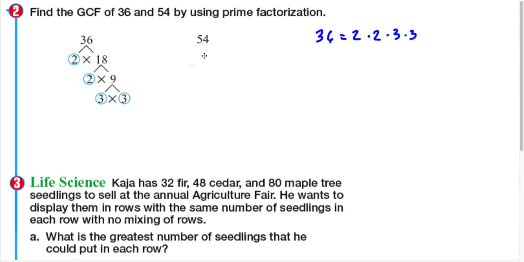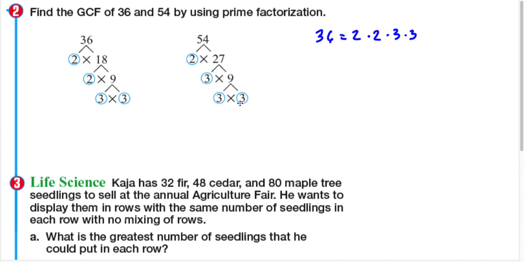Using the factor tree for 54, let's get 2 factors of 54, 2 and 27. 2 is prime, so we continue factoring because we know that 27 is not prime. We know this because 2 plus 7 is 9, and that means it is divisible by 3. 2 factors of 27 are 3 and 9. 3 is prime, we know that. 9 is not. We continue factoring until we get 3 threes.